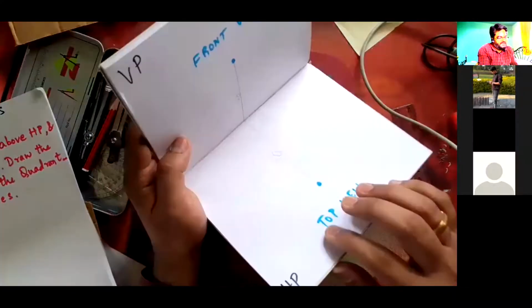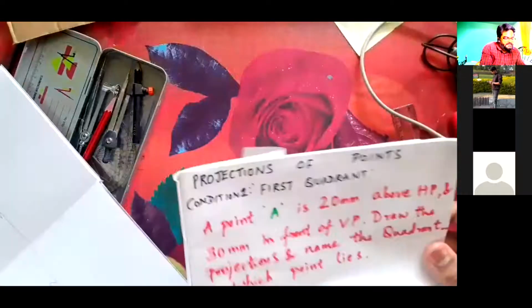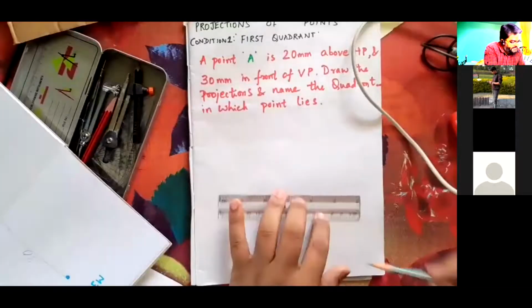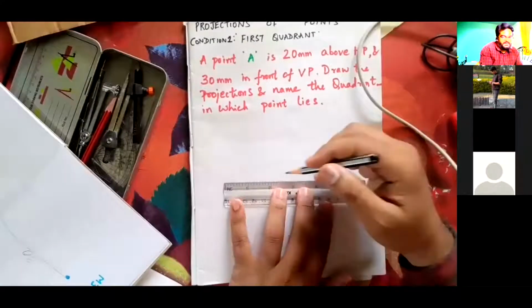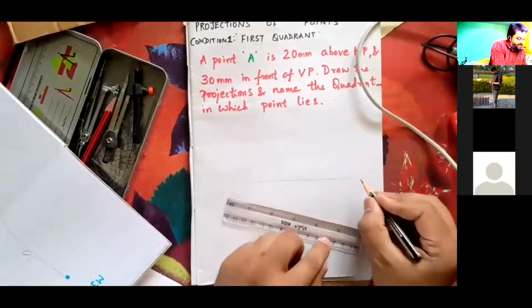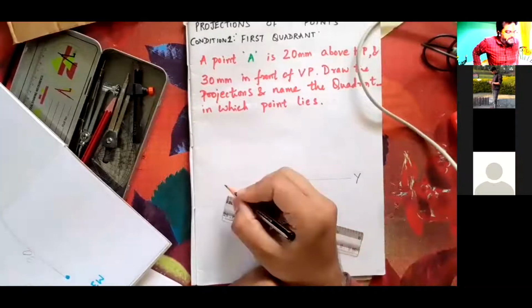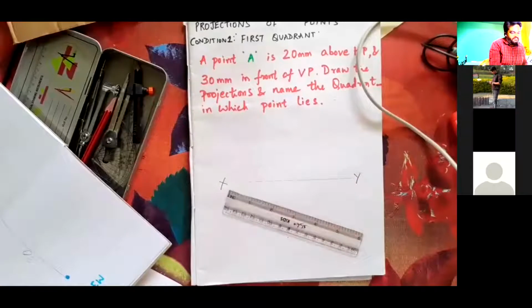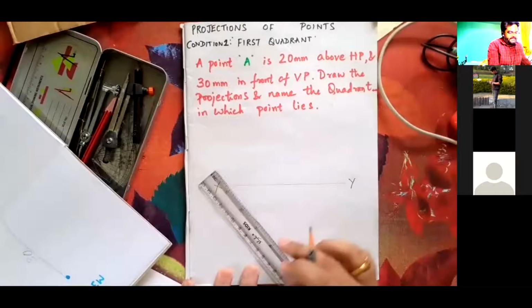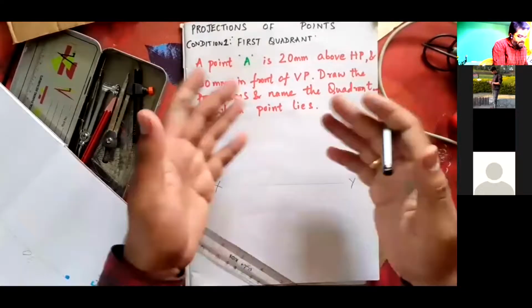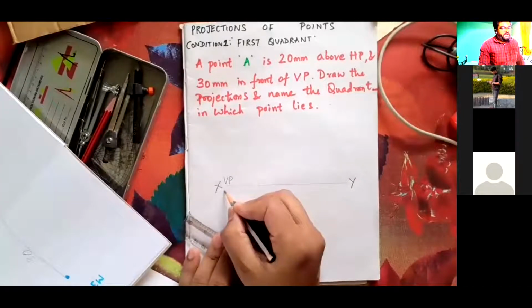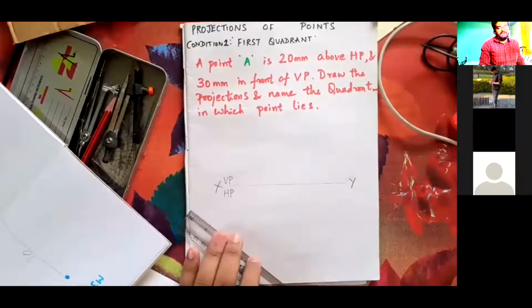Draw only the final answer. What I'm doing here, I'm taking a convenient space and just drawing a thin line, and marking it as X and Y to differentiate between the front view and the top view. The vertical plane doesn't have any area. The horizontal plane also does not have any particular area. I'll just represent that it is VP and HP. If you do this, that means it is in the first quadrant. You are drawing.